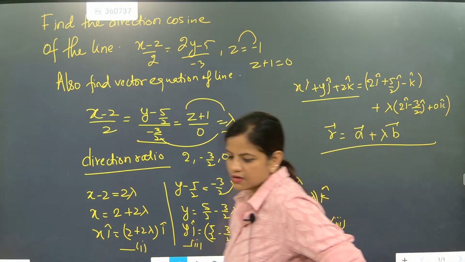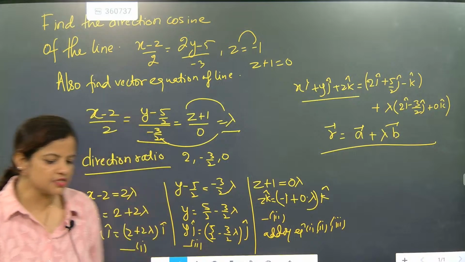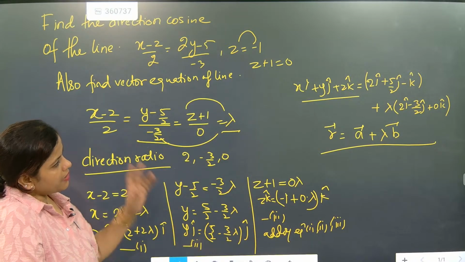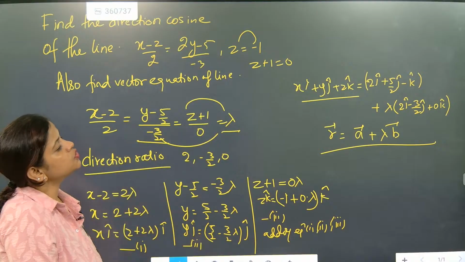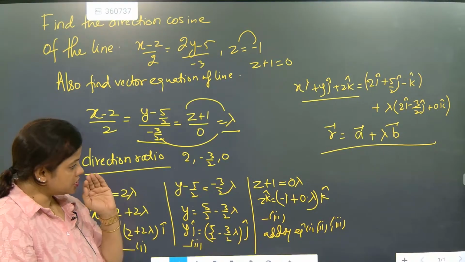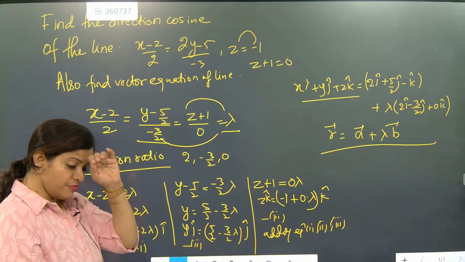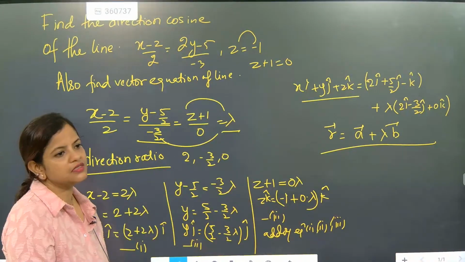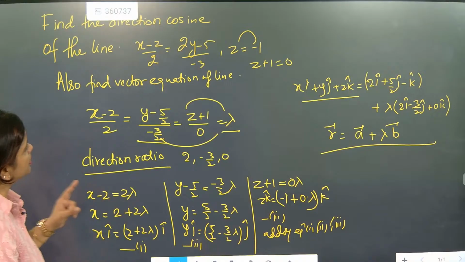Done. That part is coming as lambda b vector. So a vector is what? 2i plus 5 by 2 j minus k, and b vector is 2i minus 3 by 2 j plus 0 into k. So these are exactly the procedures of solving. These are the very basic things I explained. Nobody will be doing this; directly they are writing the answers. But I am explaining everything, every point.